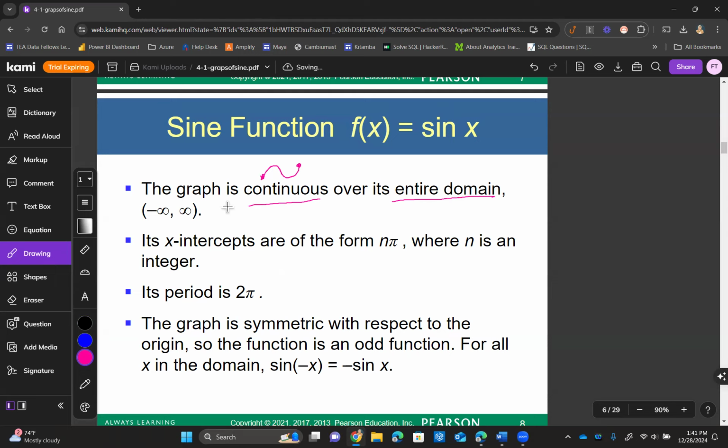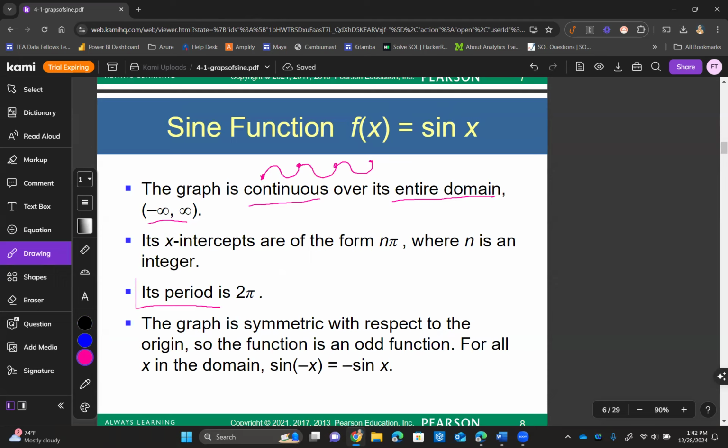And the domain for the sine graph is negative infinity to positive infinity, which means you can repeat this graph as long as you want to repeat it. So it will never stop. And that's what it means. The x-intercepts are in the form of n pi, where n is an integer.